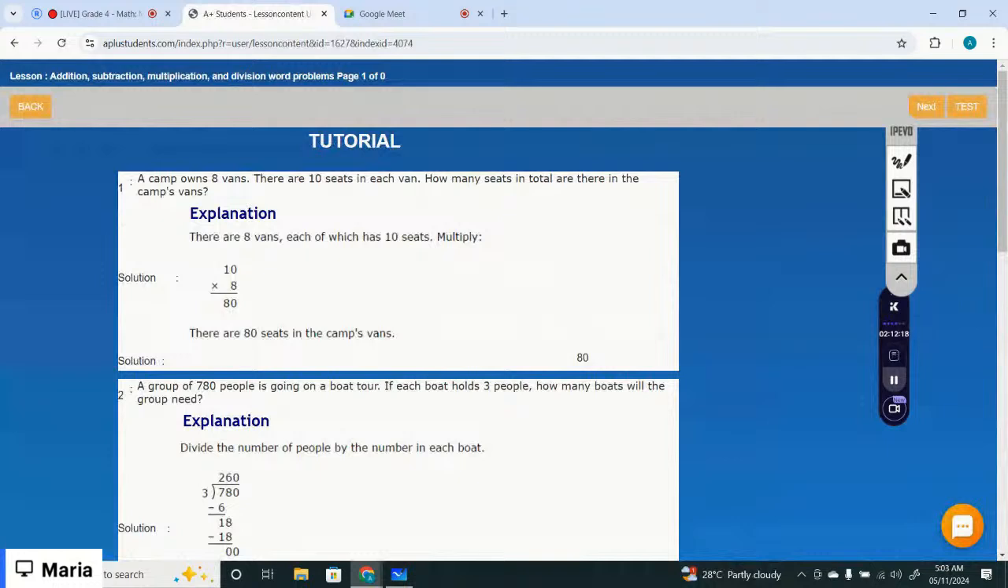So you have a total of 8 vans and in each van you have 10 seats. You need to calculate the total seats, right? So you have to do 8 times 10. 8 times 10 means 80. That means there are 80 seats in 8 vans, right? The correct option is 80.